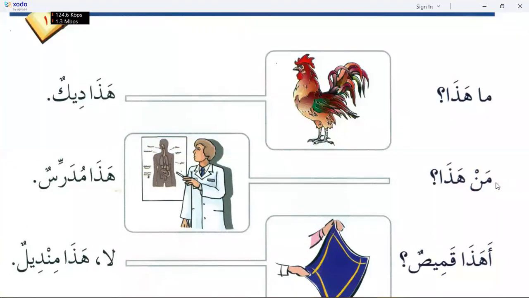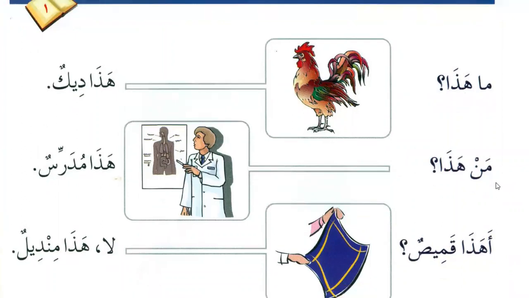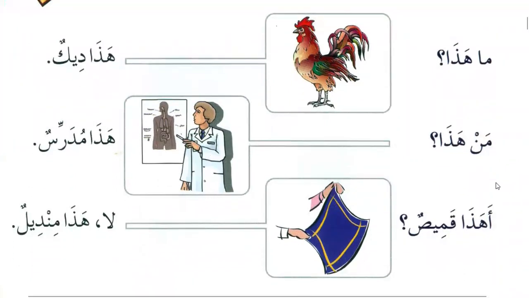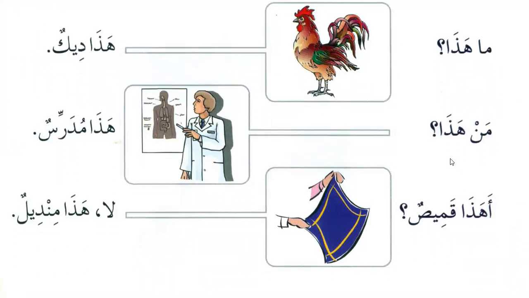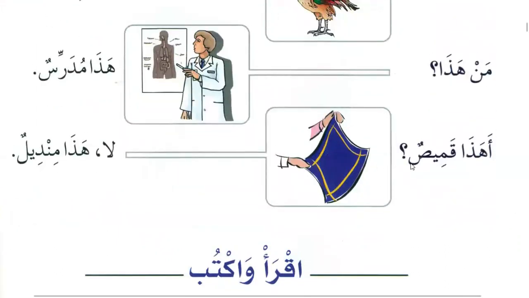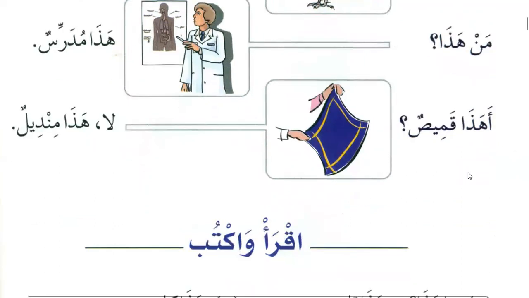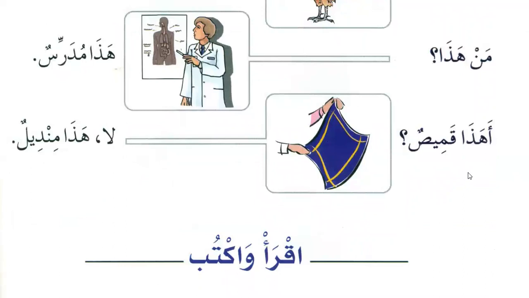Sorry, something fell on top of me. Ma hada? Hada dik. من هذا؟ هذا مدرس. أهذا قميص؟ لا، هذا منديل. هذا منديل.